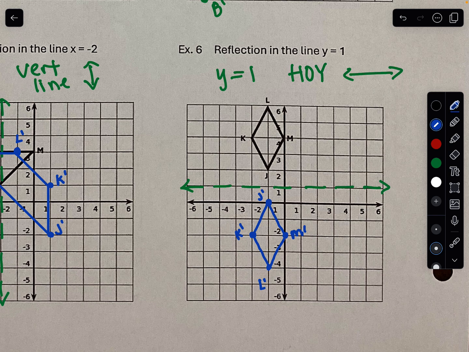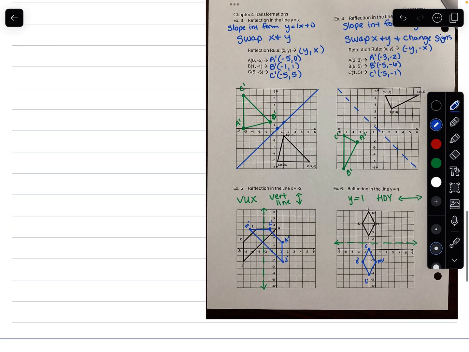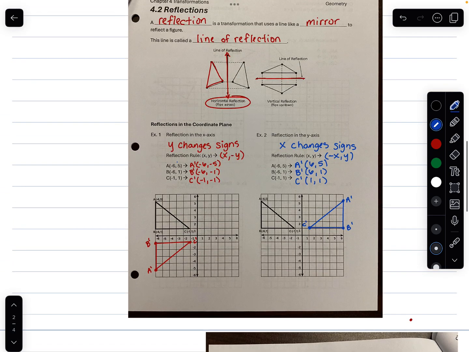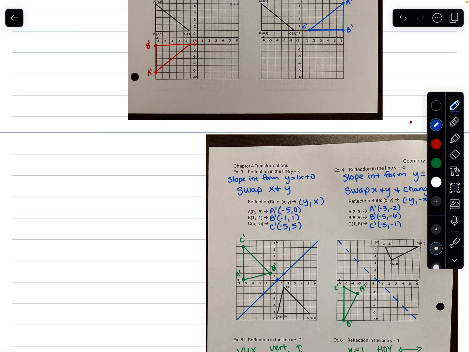Okay. Feel all right about it? In all honesty, you guys, I think the last two we're capable of because we're just counting. I mean, all of them we are capable of. The toughest ones to remember, I think, are y equals x and y equals negative x.